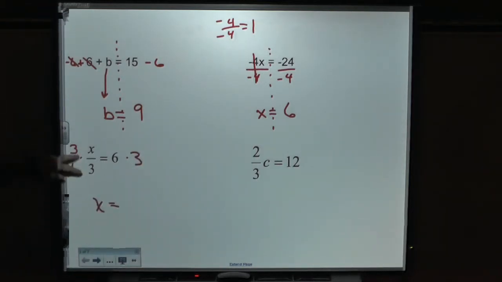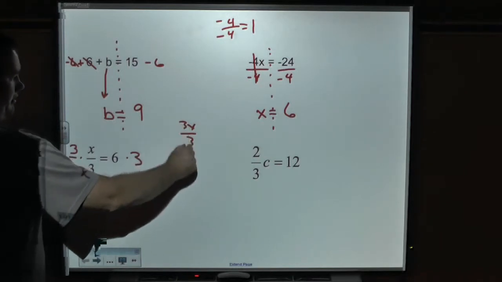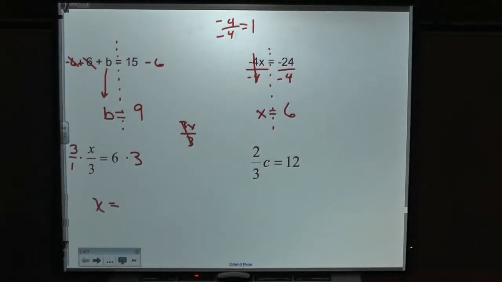Now, as we talked about before, you can multiply across. 3 times x is 3x. 1 times 3 is 3. And then 3 divided by 3 gives you the 1x that we want. We also talked about dividing diagonally. 3 divided by 3 is 1, so that's how you get 1x.